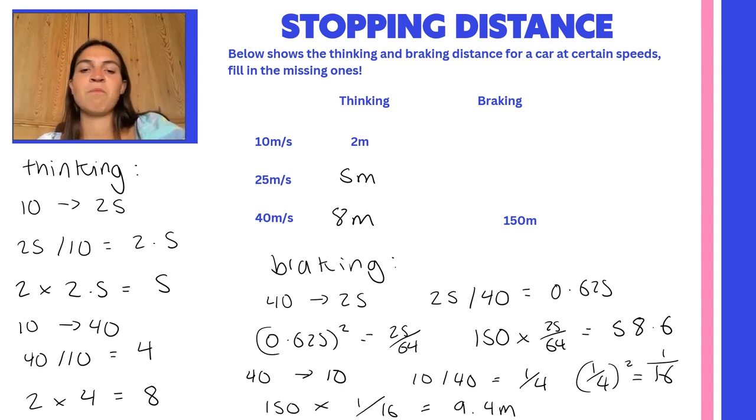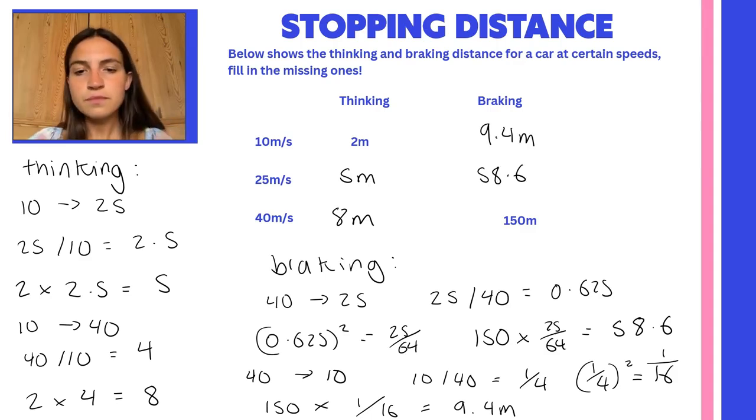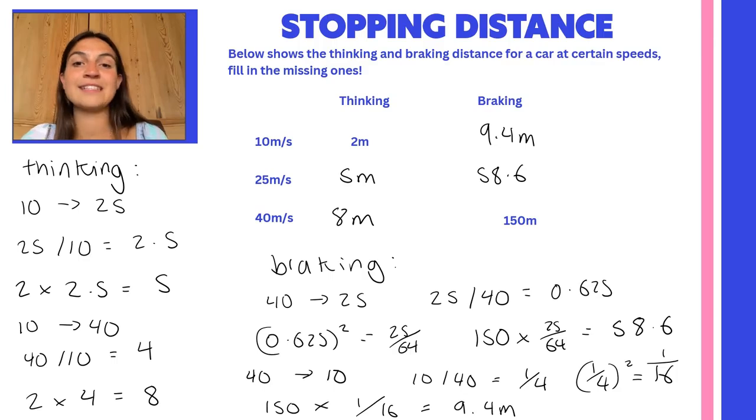Then I need to multiply the original distance by that factor, and I get 9.4 meters. And the reason I need to square these factors here is because your braking distance doesn't depend just on your velocity. It's actually directly proportional to your velocity squared. And the reason for that is because your braking distance is affected by your kinetic energy, and the kinetic energy has that v squared term in your equation.